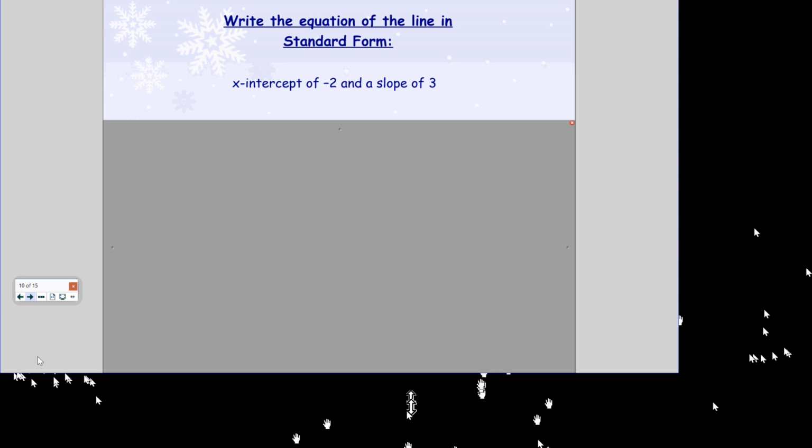Okay, let's look at our next example. Write the equation of the line in standard form. So remember, standard form, we should jot that down right as soon as we read that that's where we want to end up, so that we don't lose sight of our end form. Is ax plus by equals c. Remember, there are some rules with standard form, like a must be positive, no fractions or decimals, and a, b cannot both be 0. So we are given the x-intercept of -2 and a slope of 3.